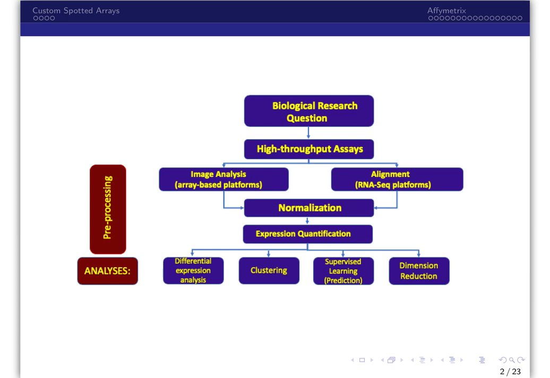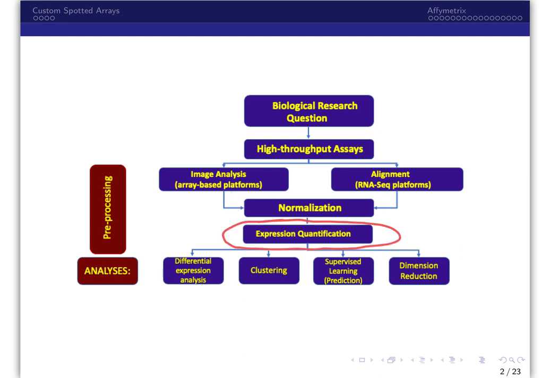As a reminder, this is the general flow of a high-throughput genomic experiment. Once an array has been hybridized, there are various pre-processing steps, including image analysis for microarrays and alignment for RNA sequencing assays, which are then followed by normalization.